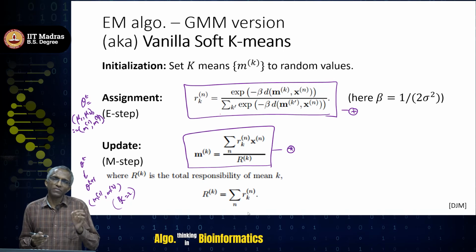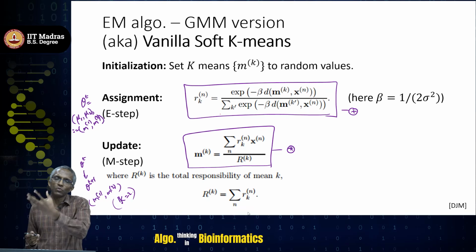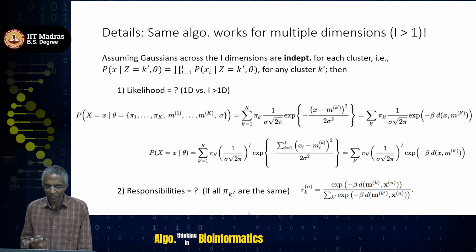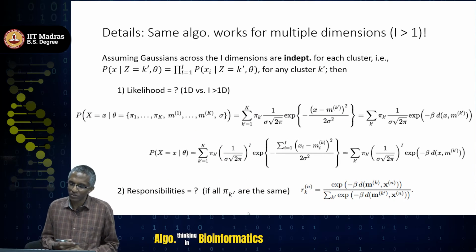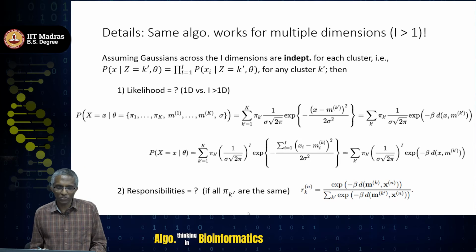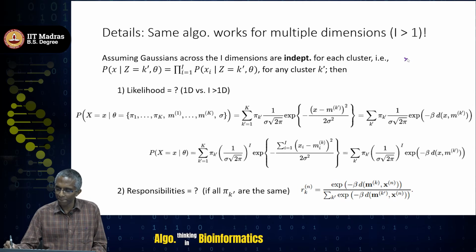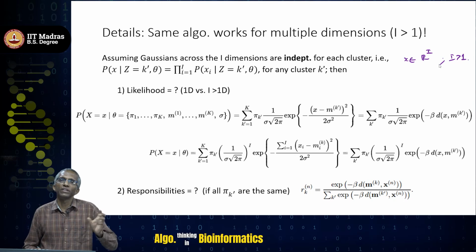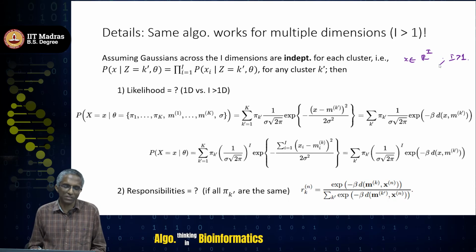The only thing that is left is how to go from 1D Gaussians to multivariate Gaussians. That is what we will look at next. That is the final detail. The same algorithm works for multiple dimensions also, if we assume that the Gaussians across the I dimensions are independent. What do we mean by that? If x is in R to the I, where I is greater than 1, then you look at each of the dimensions separately and assume that there is an independent 1D Gaussian operating along that dimension.